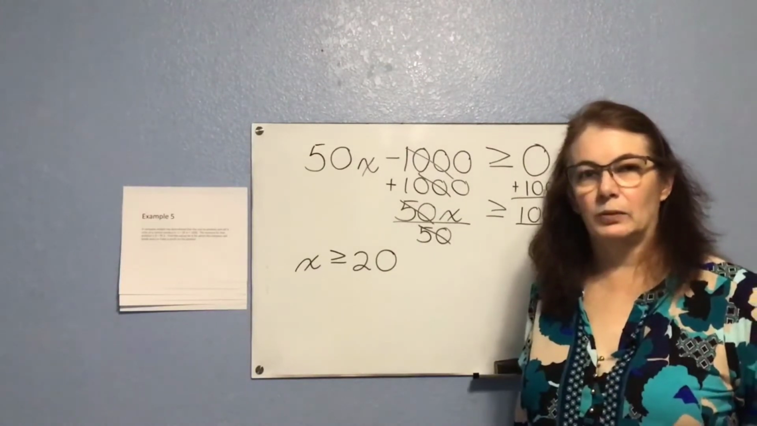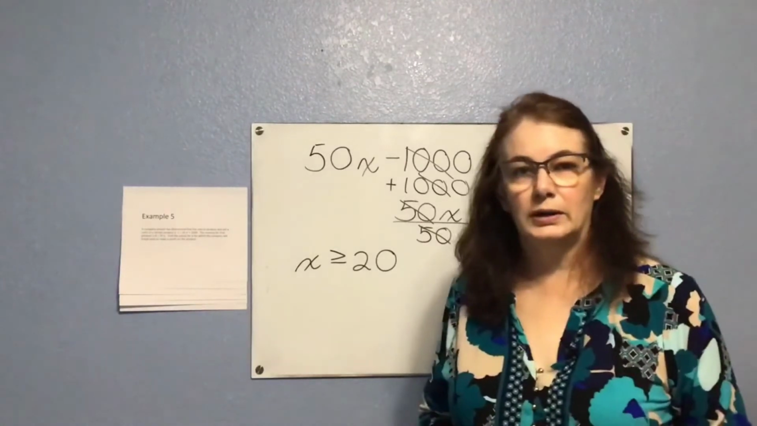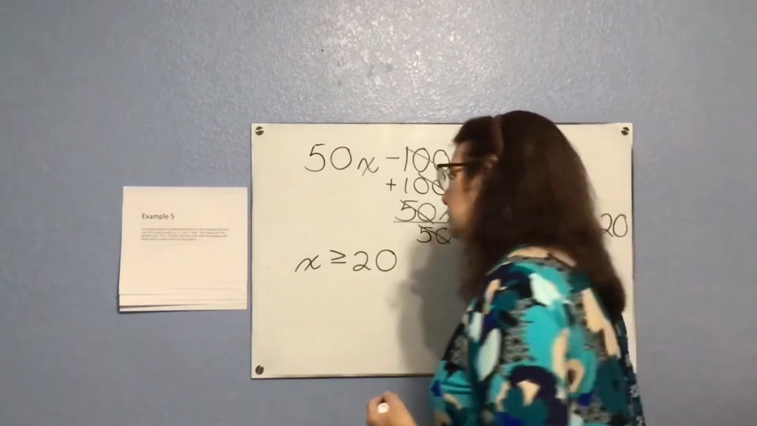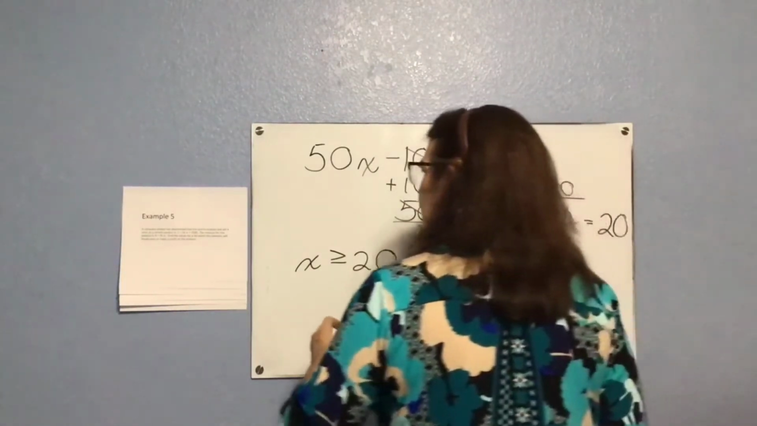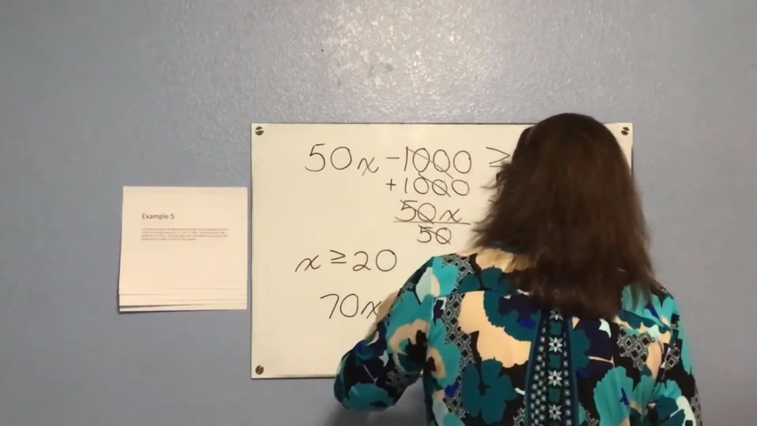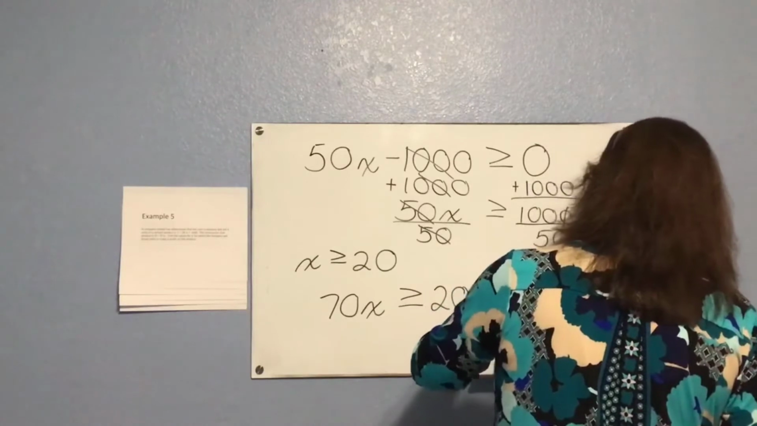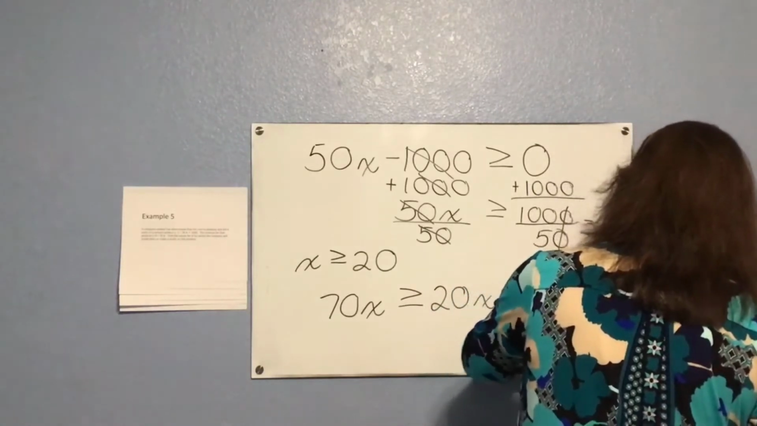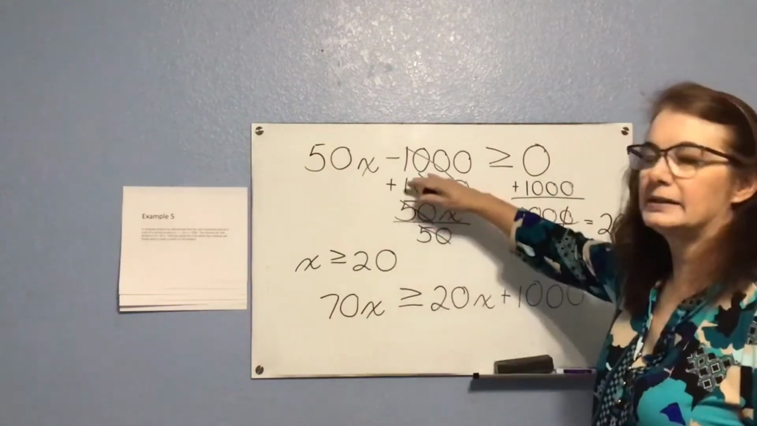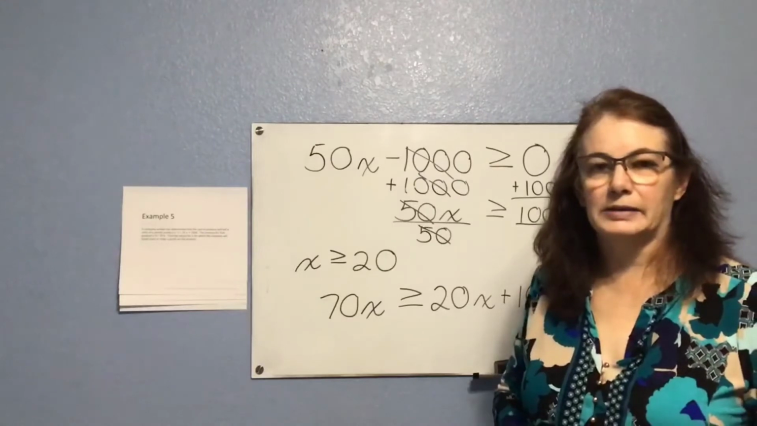There's another way you can work this problem if you prefer, and that's just to make sure that revenue is greater than cost. So that would come out like this. 70x greater than or equal to 20x plus 1,000. And I think as you work through this inequality, you'll see many similarities to this one. And you should get the same answer.